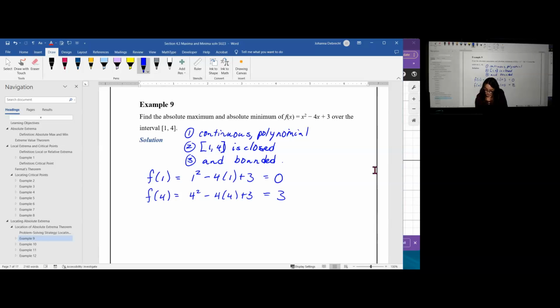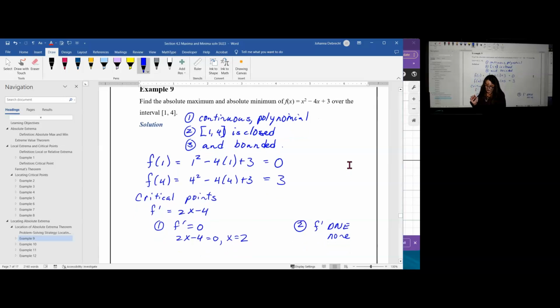When I look at the critical points, I'm going to be looking at the first derivative. I'm looking for where it either does not exist or is equal to 0. The first derivative is given by 2x minus 4. There's only one possible critical point coming from the first derivative equal to 0, which is going to be at x equals 2. It is a polynomial function, so we know that there are no possible critical points coming from it not existing.